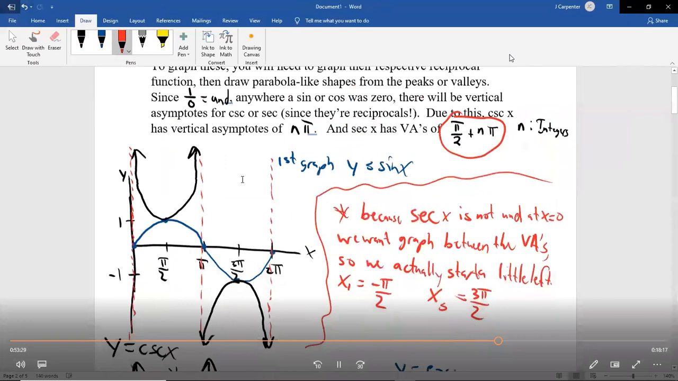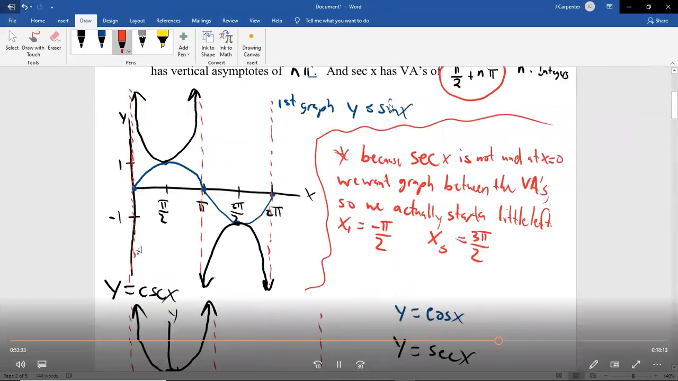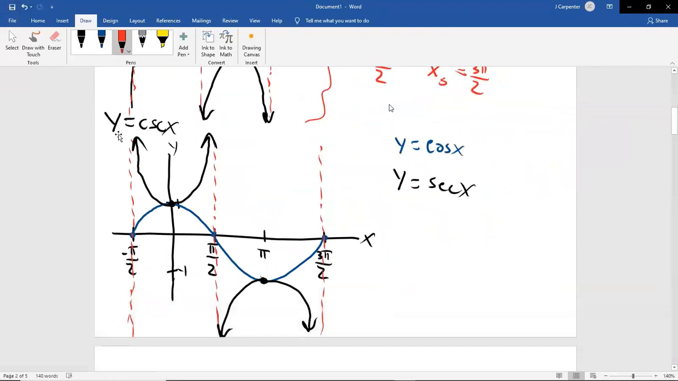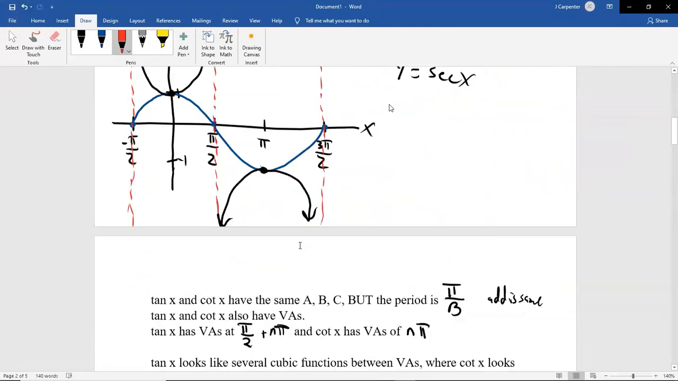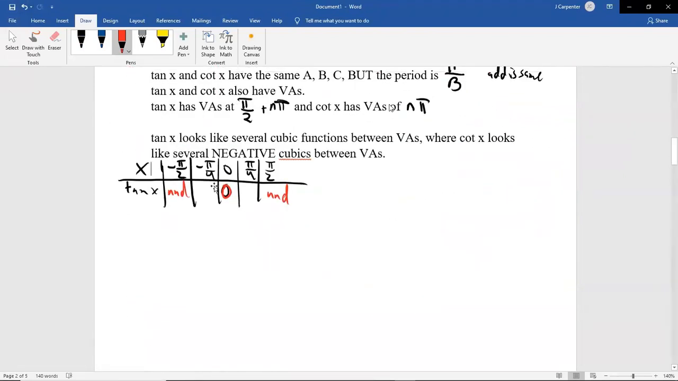See, for the cosecant, we liked undefineds for the first and the last. So that's kind of what we've done here to make that happen. We go from negative pi over 2 to pi over 2.